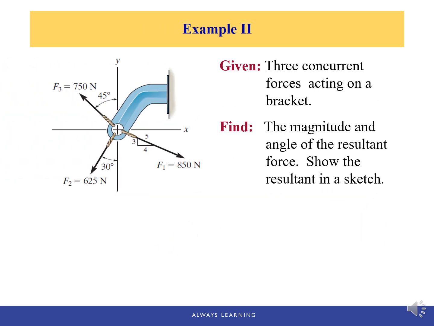The second example is very similar to the first one. We again have three concurrent forces acting on the bracket. The magnitude and angle of the resultant force need to be figured out, and also we need to show the resultant force in a sketch. Similar problems, so just a quick practice for the 3 steps.